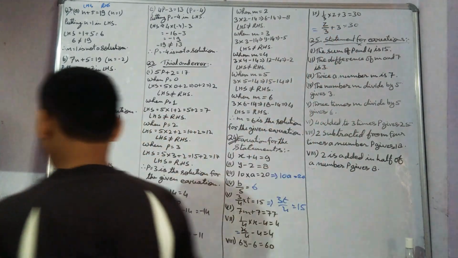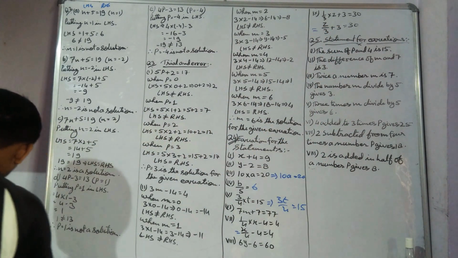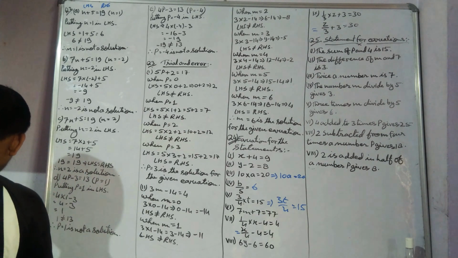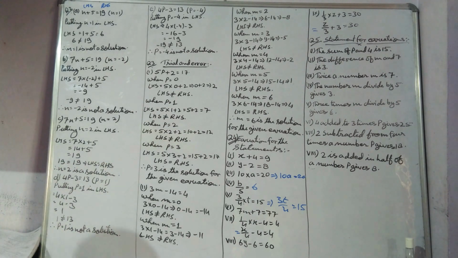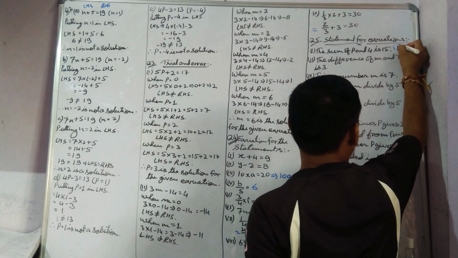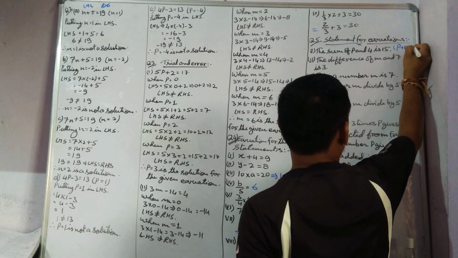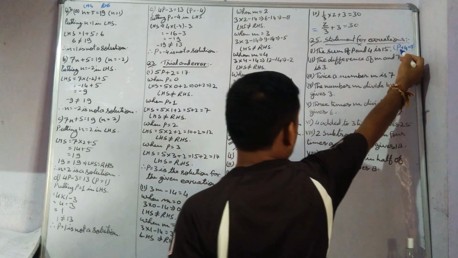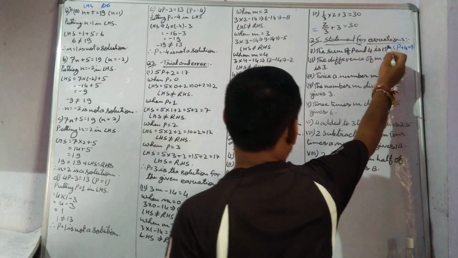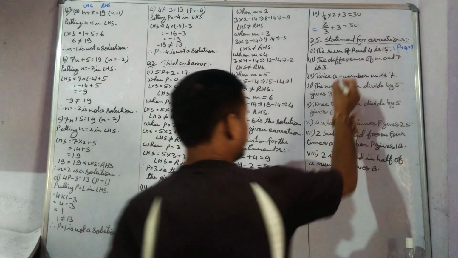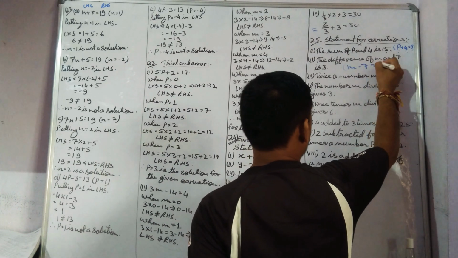Now next question number 5 is saying write the following equations in statement form. First one is p plus 4 equals to 15. So we can write here that the sum of p and 4 is 15. Now second number is m minus 7 equals to 3.